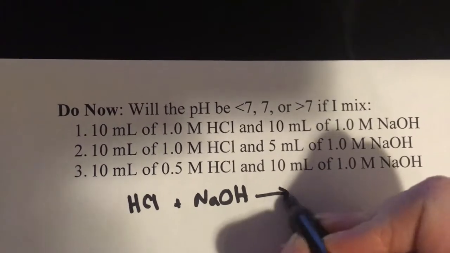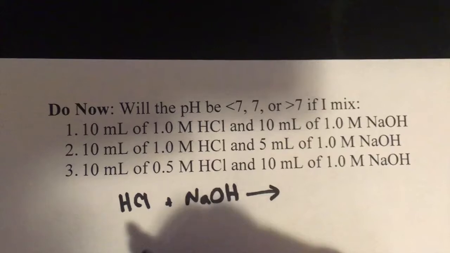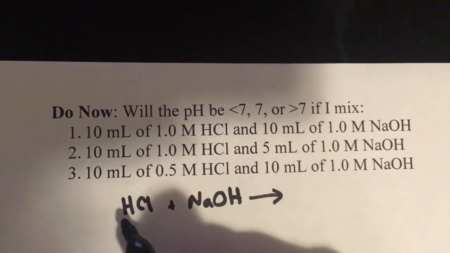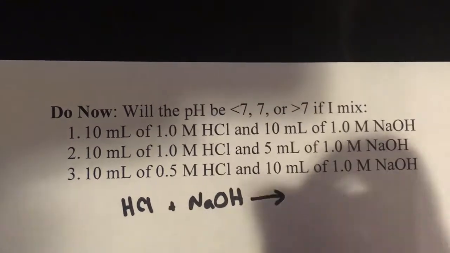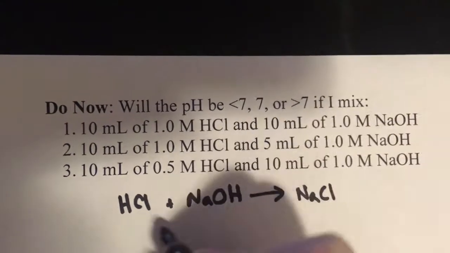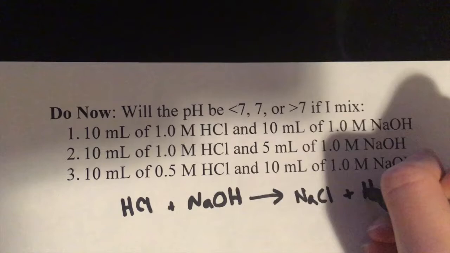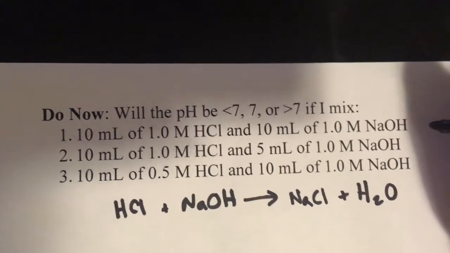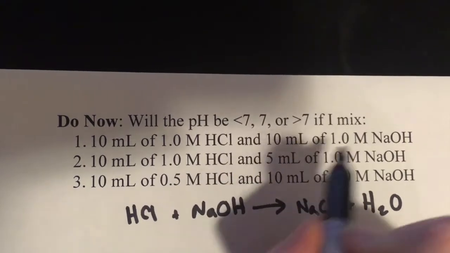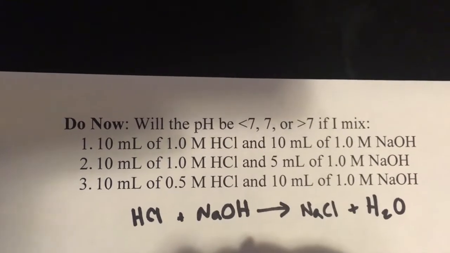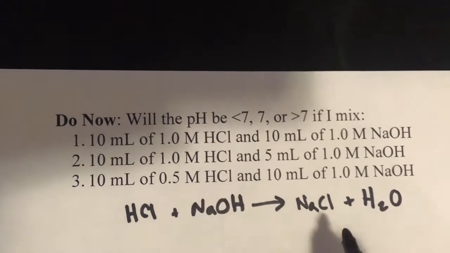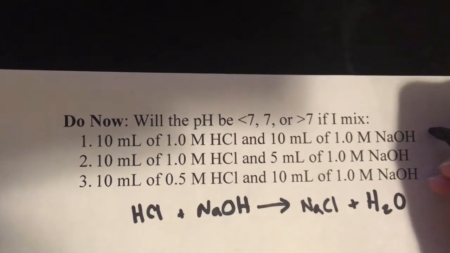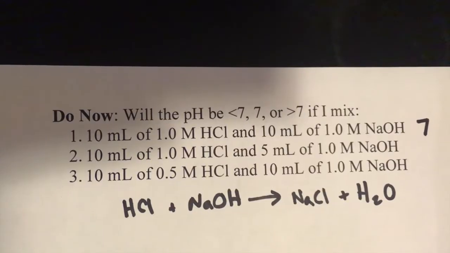And so if we mix them together, they're going to react in a neutralization reaction, right, which is a special type of double replacement reaction. So the H plus and the Na will essentially swap places, right? We'll end up with NaCl and we'll end up with HOH, aka water. That's going to happen for all of these reactions. For the first reaction, we've got exactly equal amounts of HCl and NaOH. And so they're going to react together, and the only thing we're going to end up with is NaCl and H2O. And so the pH is going to be 7 because we've got a neutral solution.